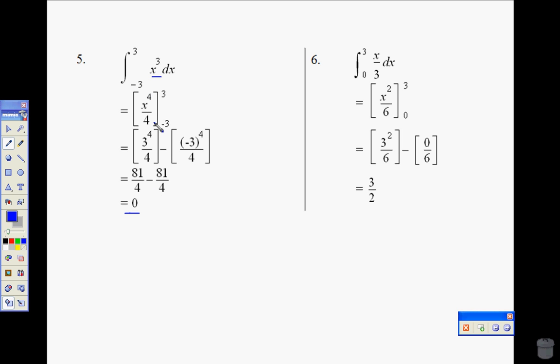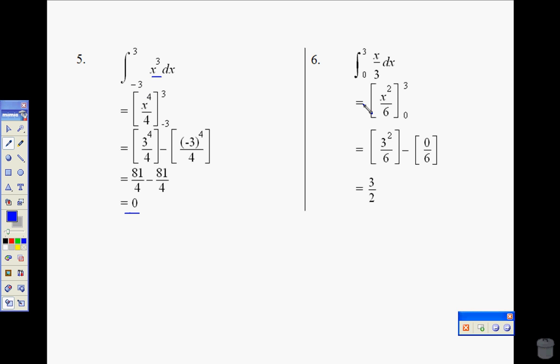You could automatically say, I know it's going to be 0, because of the fact that it's an odd function and the limits of integration are the same but opposite in sign. So keep that in mind. We will talk about a lot more with our areas and other applications there.